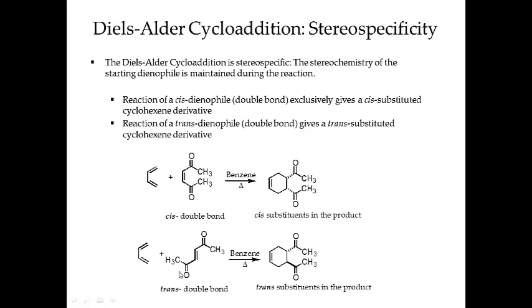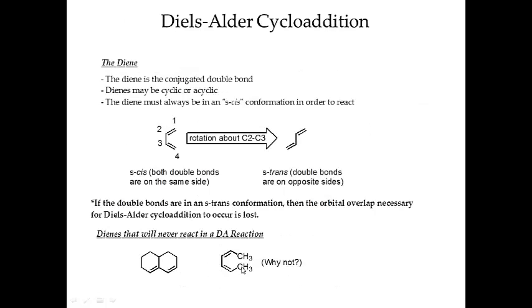And then this diene here, the two methyl groups will have a steric interaction, and that will force this diene to go S-cis.